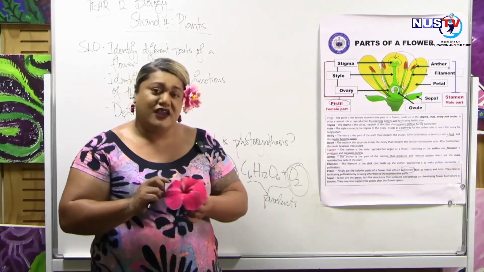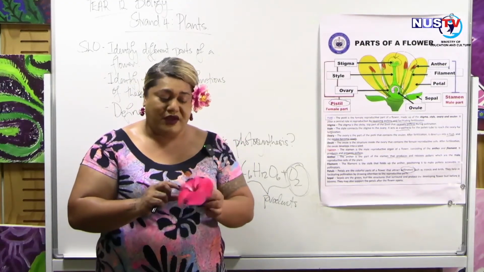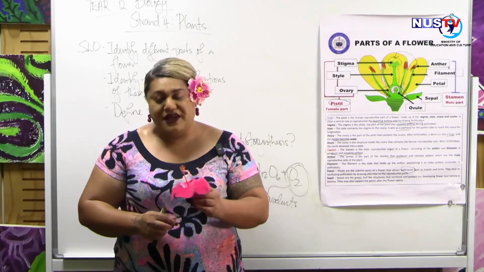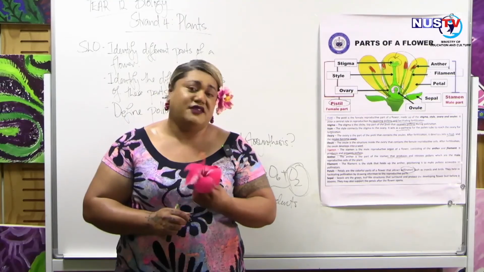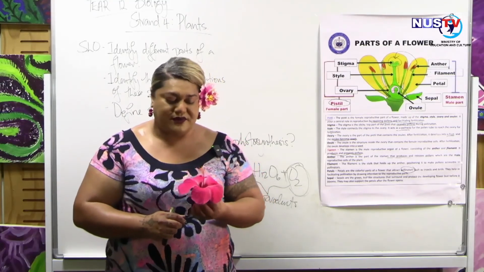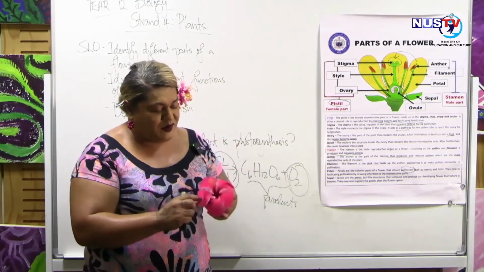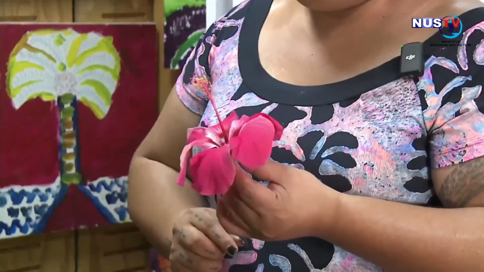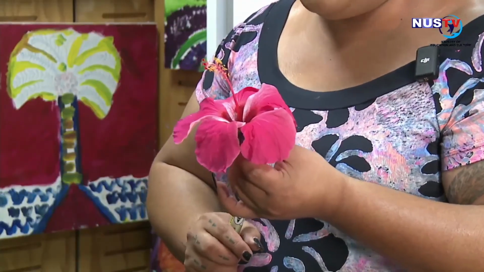Good. It's always good to grab a hibiscus or aute, because with these flowers, you can easily see the different parts that we have already talked about. You can see the beautiful petals. These are the petals. You can see the filaments.